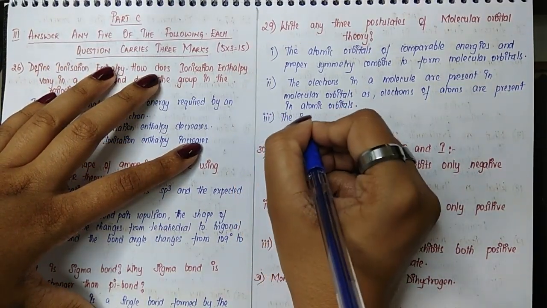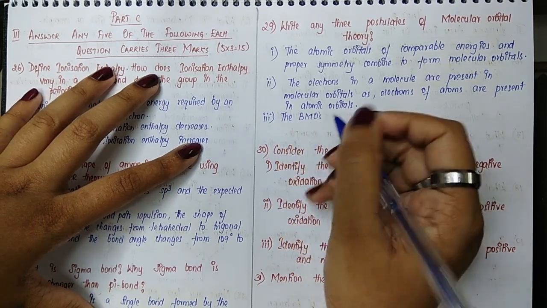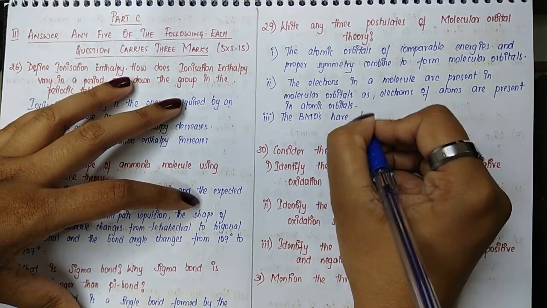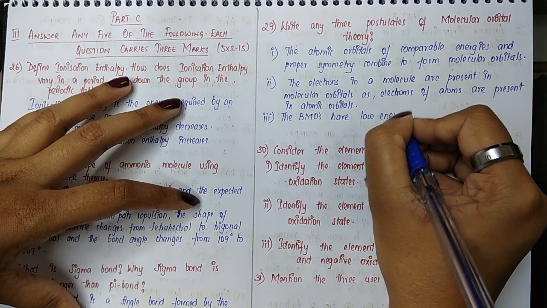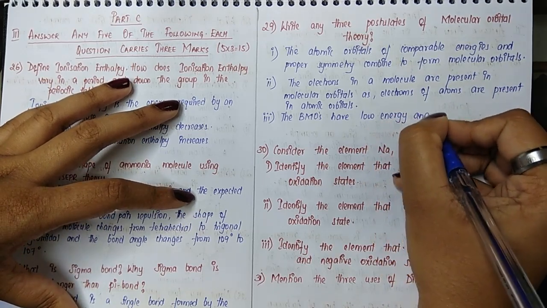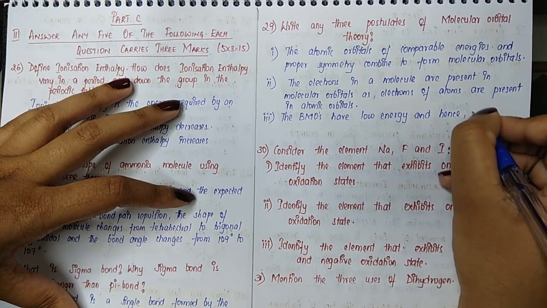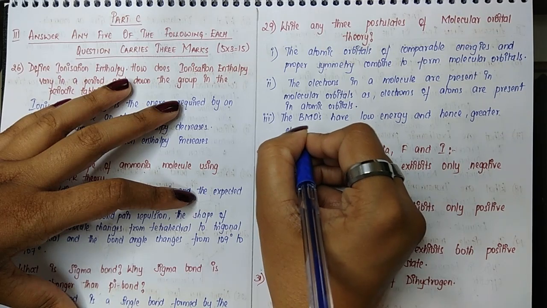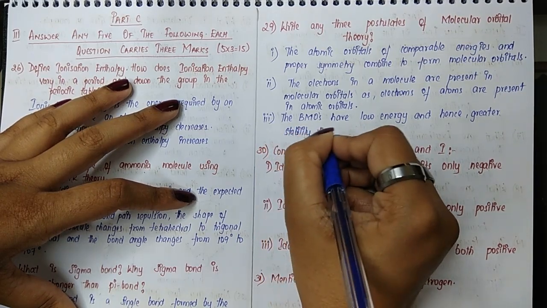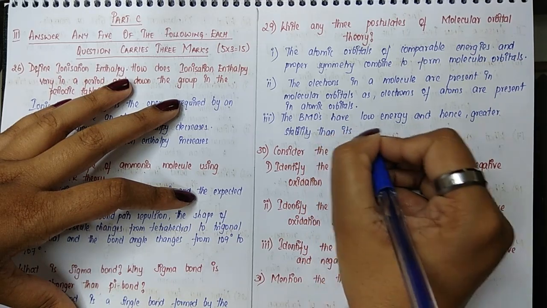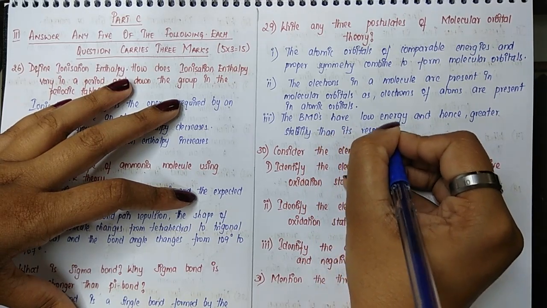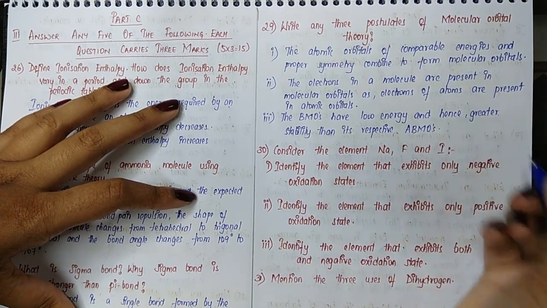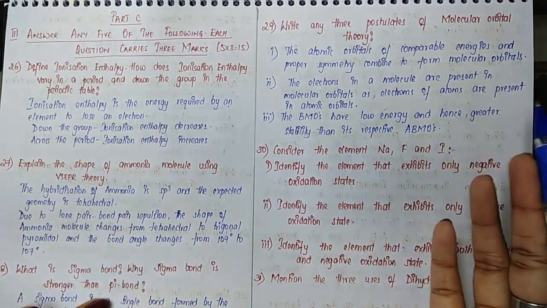Now the third point is, the bonding molecular orbitals have low energy and hence greater stability than its respective antibonding molecular orbitals. So this particular question can be asked for a 3 mark.